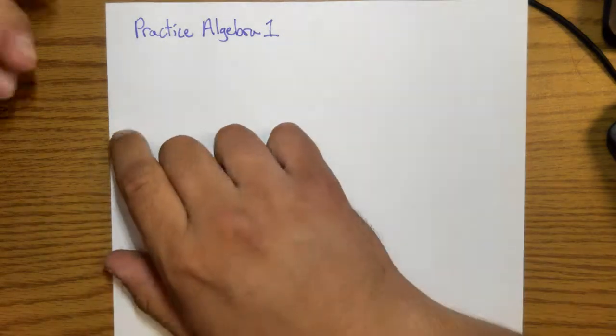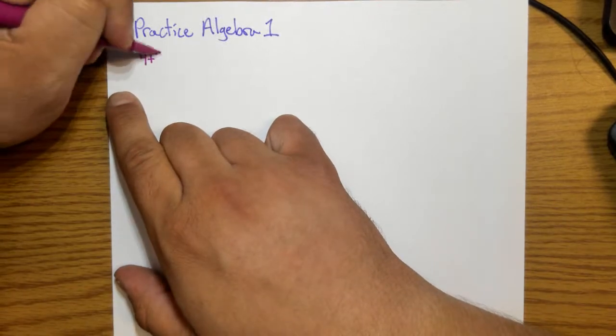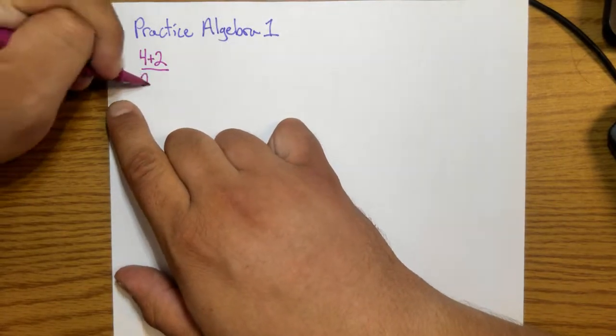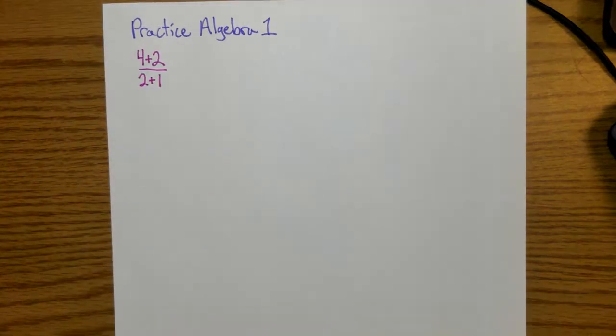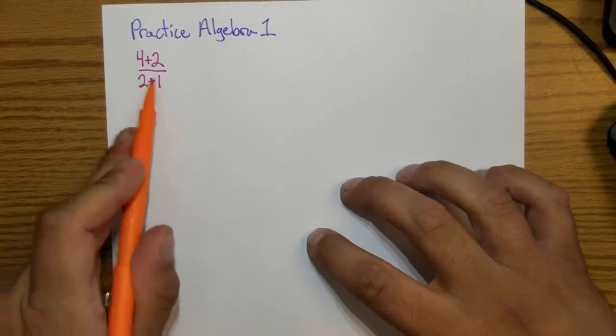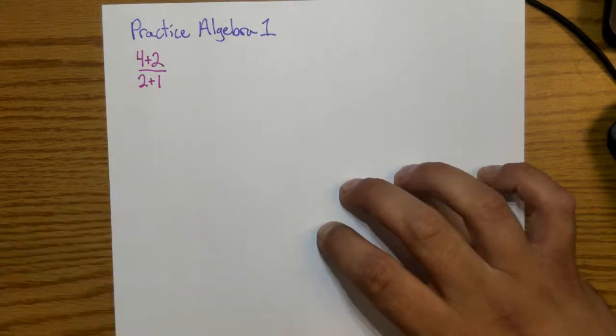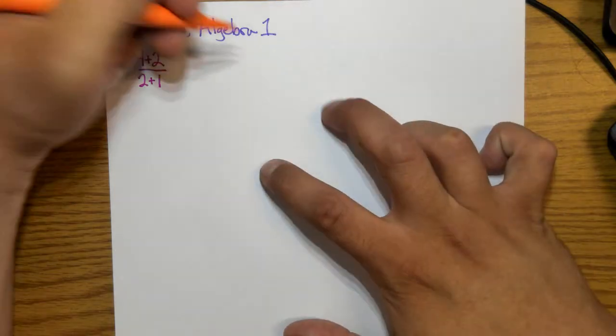First, let's say we have something that looks like this. We have 4 plus 2 divided by 2 plus 1. And I want to simplify this algebraic expression. It looks a little challenging, but it really isn't as challenging as it seems, as long as we follow some steps here. First we want to simplify the top, then simplify the bottom, and then divide if we can. So let's write those steps down.